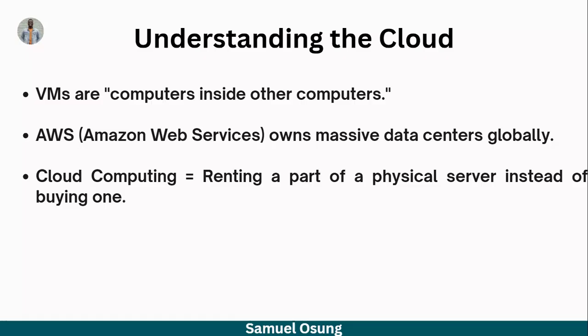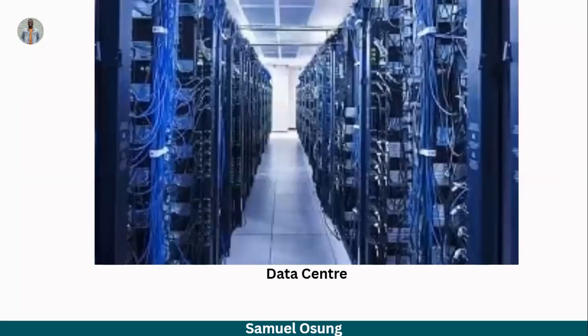So inside AWS, this is how a data center looks like. The picture may not be clear enough, but a data center has racks of servers stacked horizontally, and they are interconnected together and also networked together.